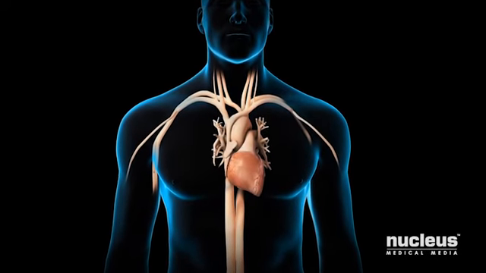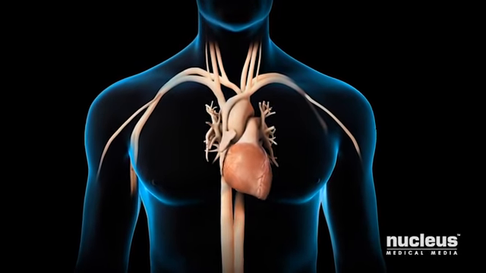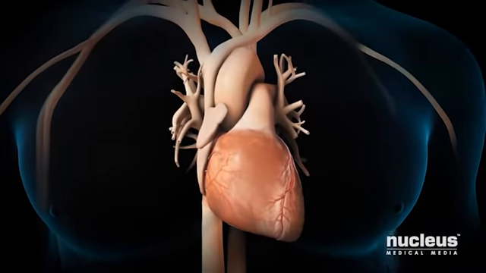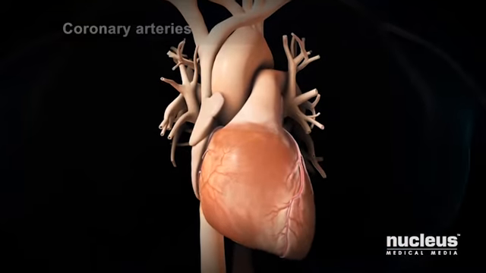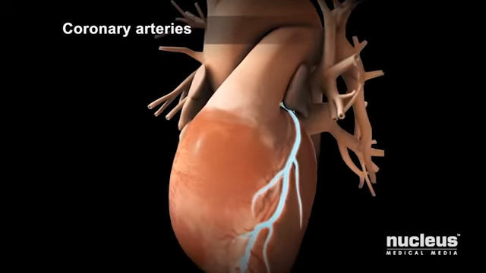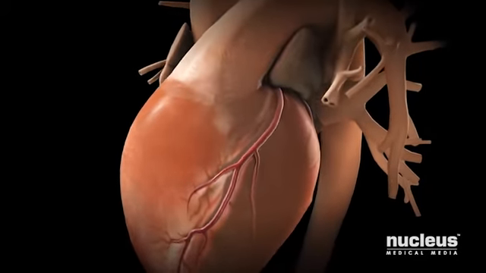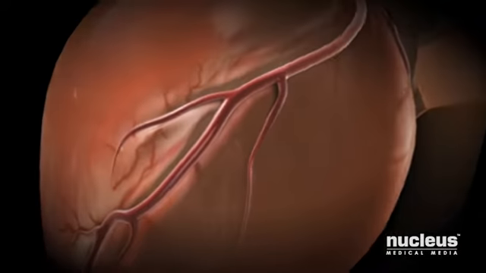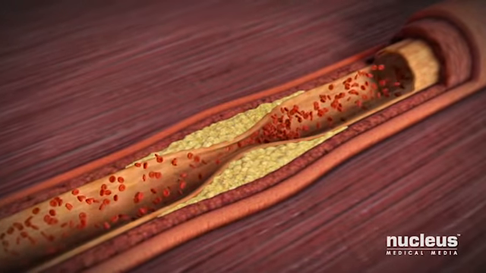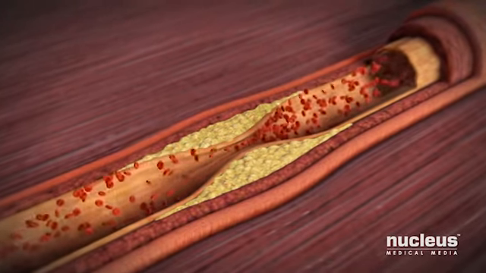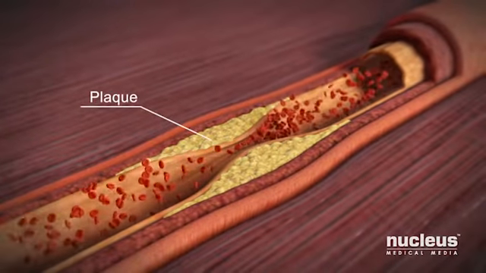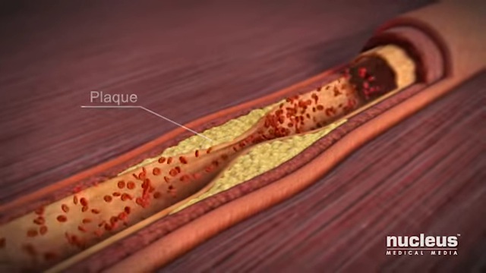Coronary angioplasty, also called percutaneous transluminal coronary angioplasty or balloon angioplasty, is a procedure performed on blood vessels called coronary arteries that supply your heart muscle with oxygen. This procedure is designed to restore blood flow through coronary arteries that are narrowed or clogged by a buildup of a fatty substance called plaque.